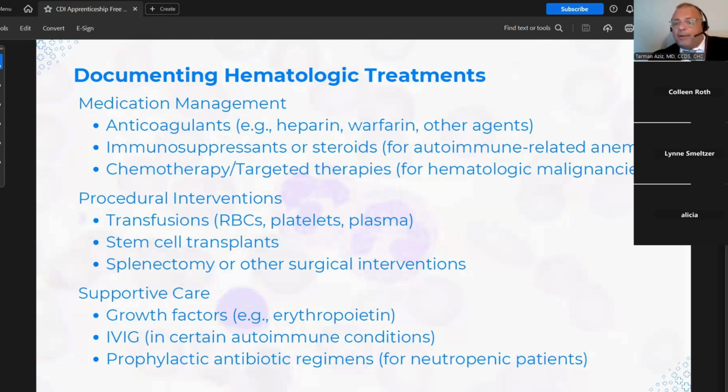What, supportive wise, oh, go ahead, please, with your question. About apheresis, where they have too much blood products or something and they cycle it out? Yeah, that's also an important type of intervention to look out for.